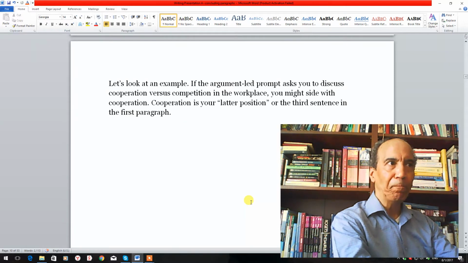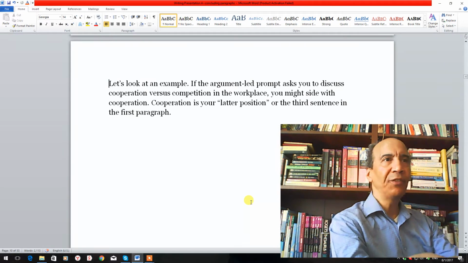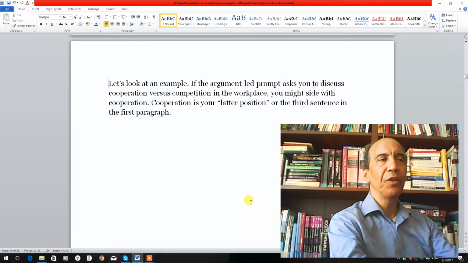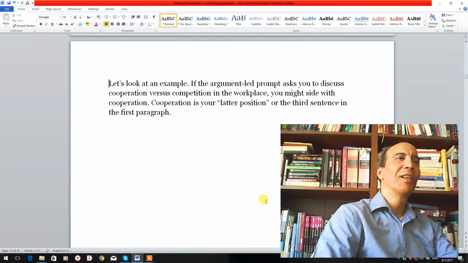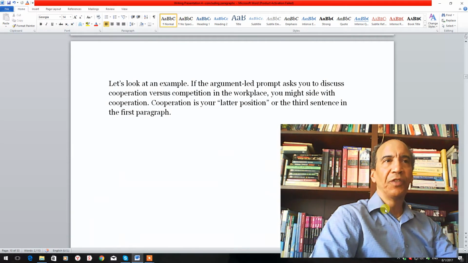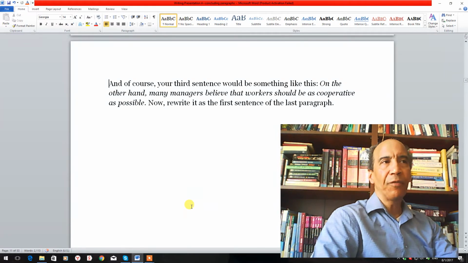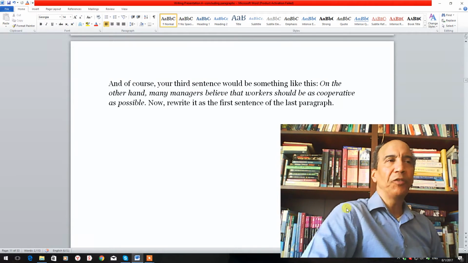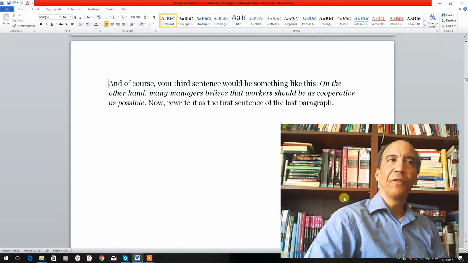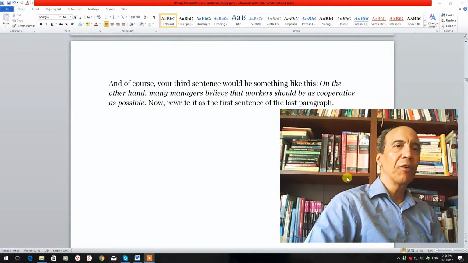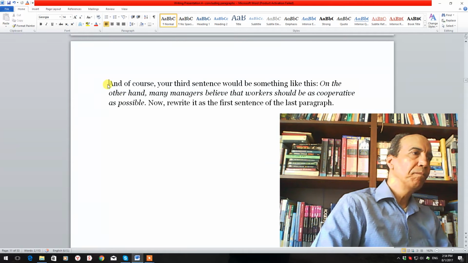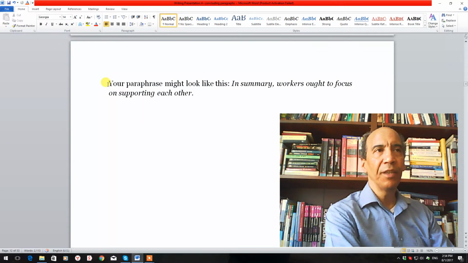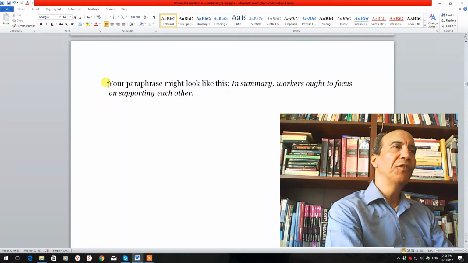Let's look at an example. If the argument-led prompt asks you to discuss cooperation versus competition in the workplace, for example, you might side with cooperation. Cooperation is your latter position, or the third sentence in the first paragraph. And of course, your third sentence would be something like this. On the other hand, many managers believe that workers should be as cooperative as possible. Now, rewrite it as the first sentence of the last paragraph. Your paraphrase might look like this. In summary, workers ought to focus on supporting each other.